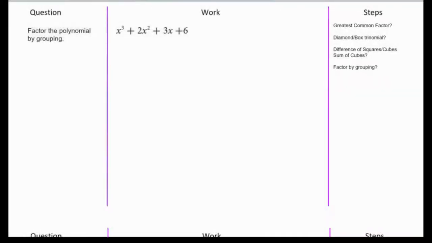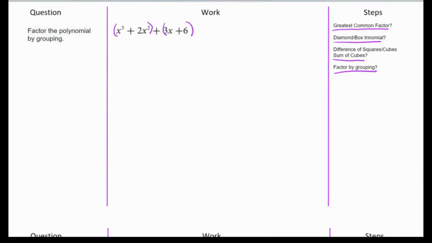Here we are asked to factor the polynomial by grouping. The reason we're going to factor by grouping is because if we look through all of our different possibilities here, there's no greatest common factor. It's not a trinomial, so I can't use a diamond and box. It's not a binomial, so I can't use my special formulas. But I can factor by grouping here, or I can at least check to see if I can.